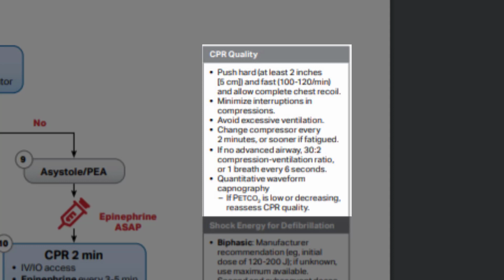If there is no advanced airway in place, remember that it is a 30-to-2 compression to ventilation ratio. However, once the patient is intubated, we'll just start ventilating the patient at 1 breath every 6 seconds.